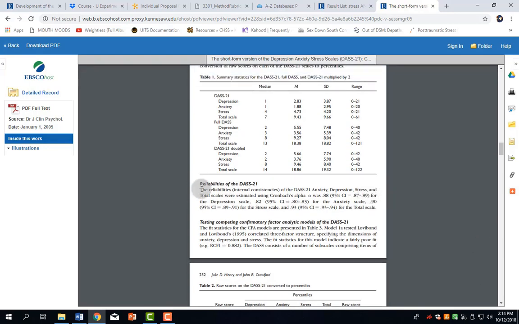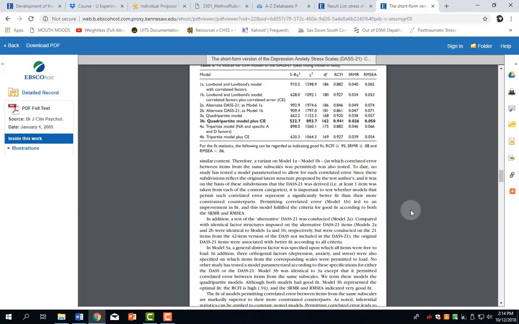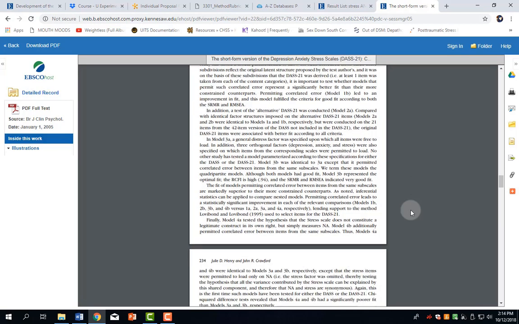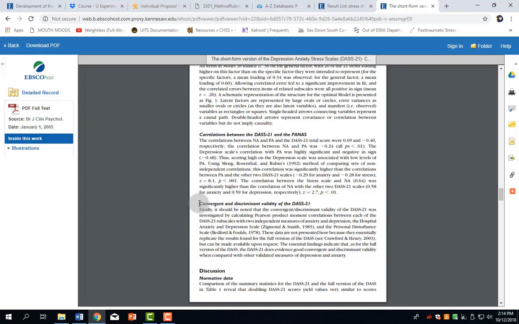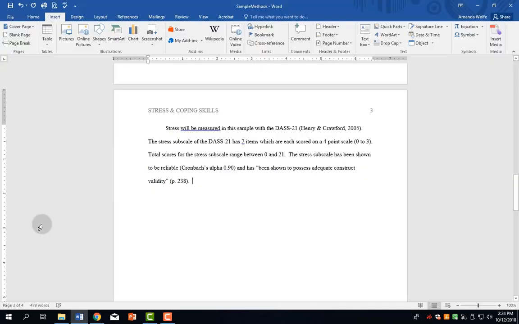It also tells me the reliability of the scale so that I can show my reader that this is a reliable scale. It also, in this article, discusses validity, particularly convergent and discriminant validity. So I can quote from here to again show my reader that this is both a reliable and valid scale. So I've completed my paragraph on my DV measure.